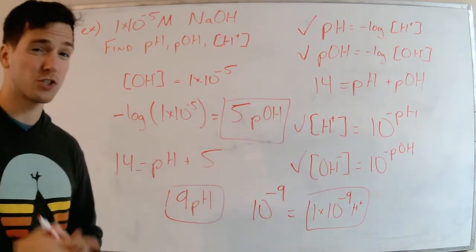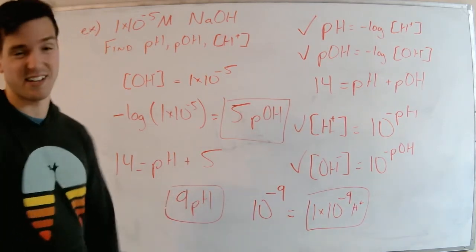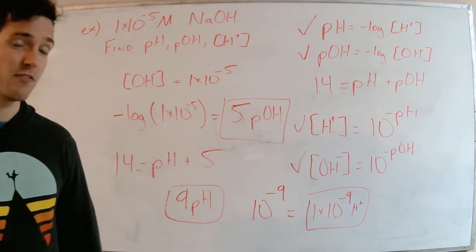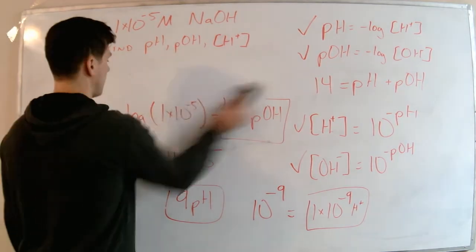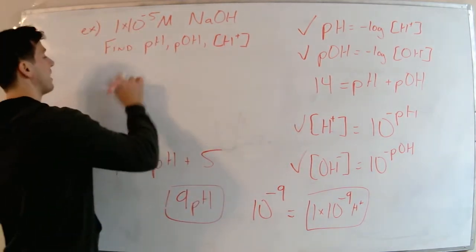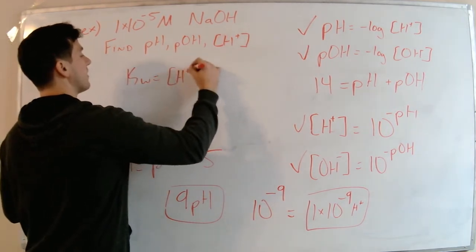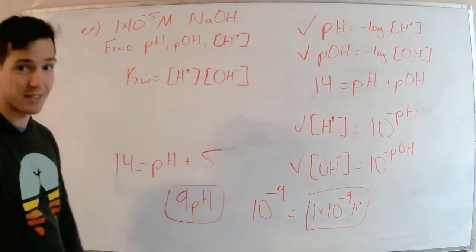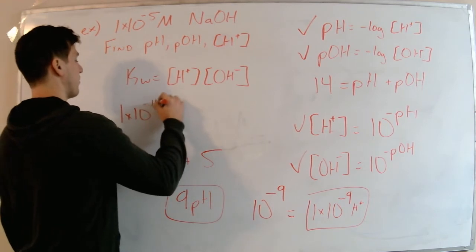I just want to show you one more thing. If you don't want to do 10 to the negative 9, that's the easiest way in my opinion. But there's another way you could figure it out using that Kw that I talked about earlier. What we can do is, I know that Kw equals the concentration of H+ times the concentration of OH minus. Well, I know Kw is 1 times 10 to the negative 14th.